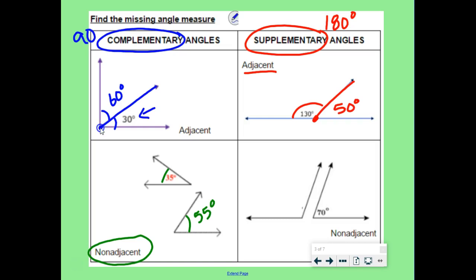We have our non-adjacent pair of supplementary angles. They don't share a side or vertex, but they do still add to 180. This is 70 degrees, so this angle right here would be 110 degrees to add up to 180.